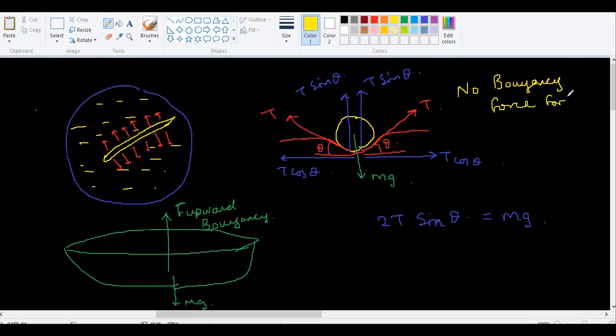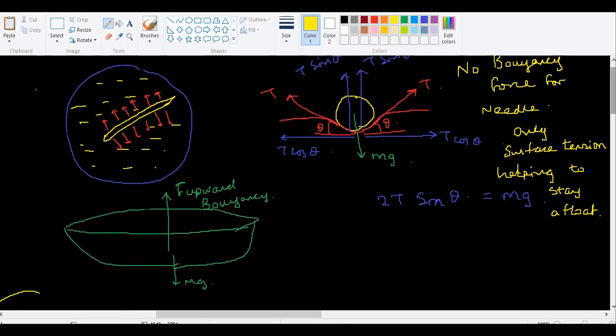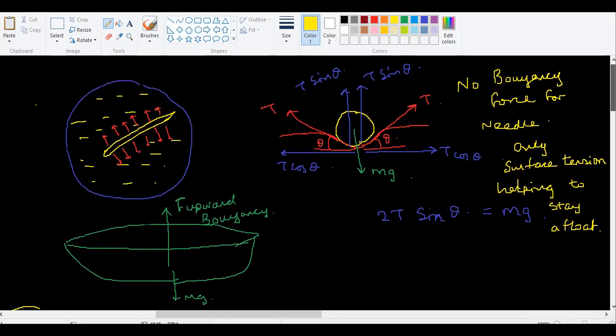So no buoyancy force for the needle. It's only the surface tension which is helping it to stay afloat. So take it down. When I say no buoyancy force, it means the buoyancy force will be very, very little, because it will displace a little bit of water, but that force is not sufficient to keep the needle floating because the mg will be higher.